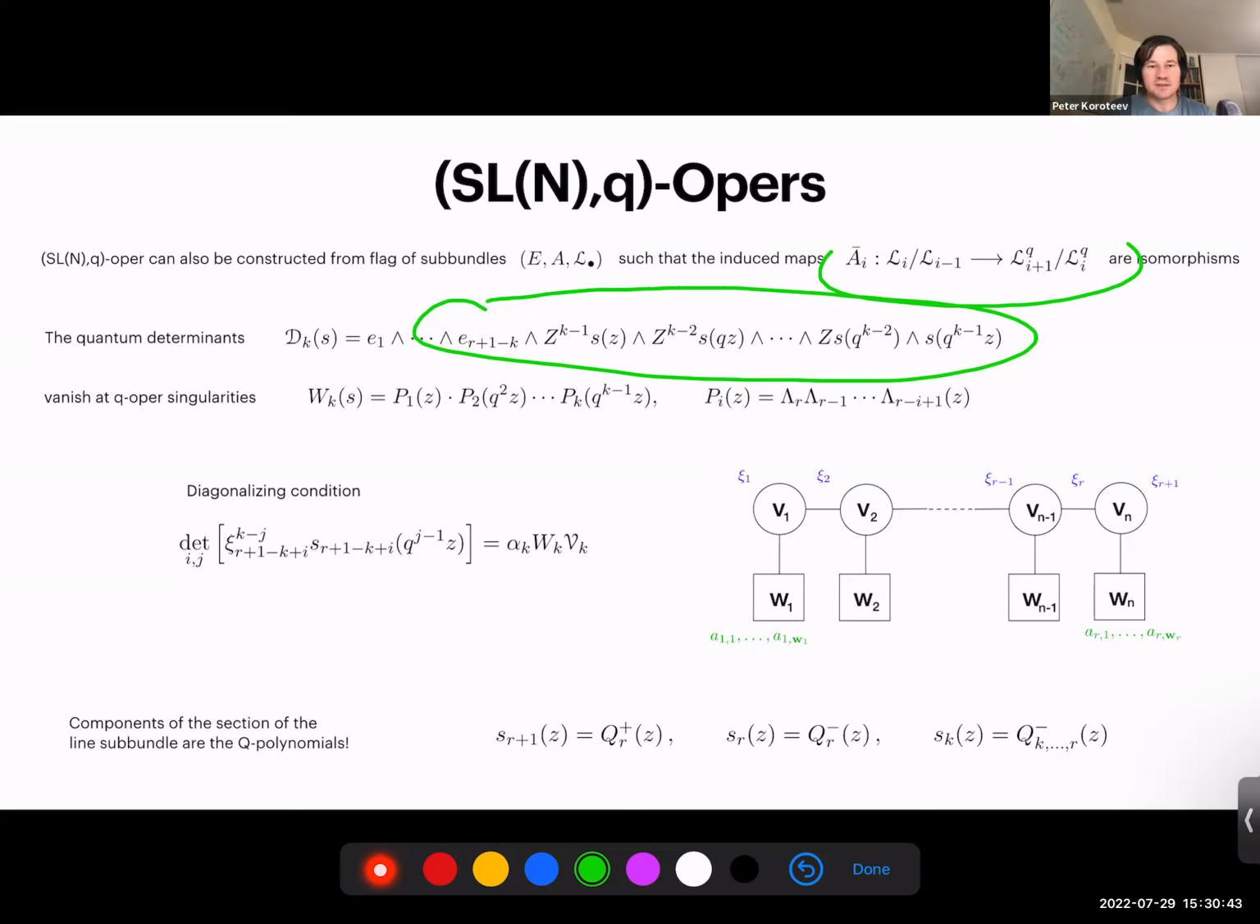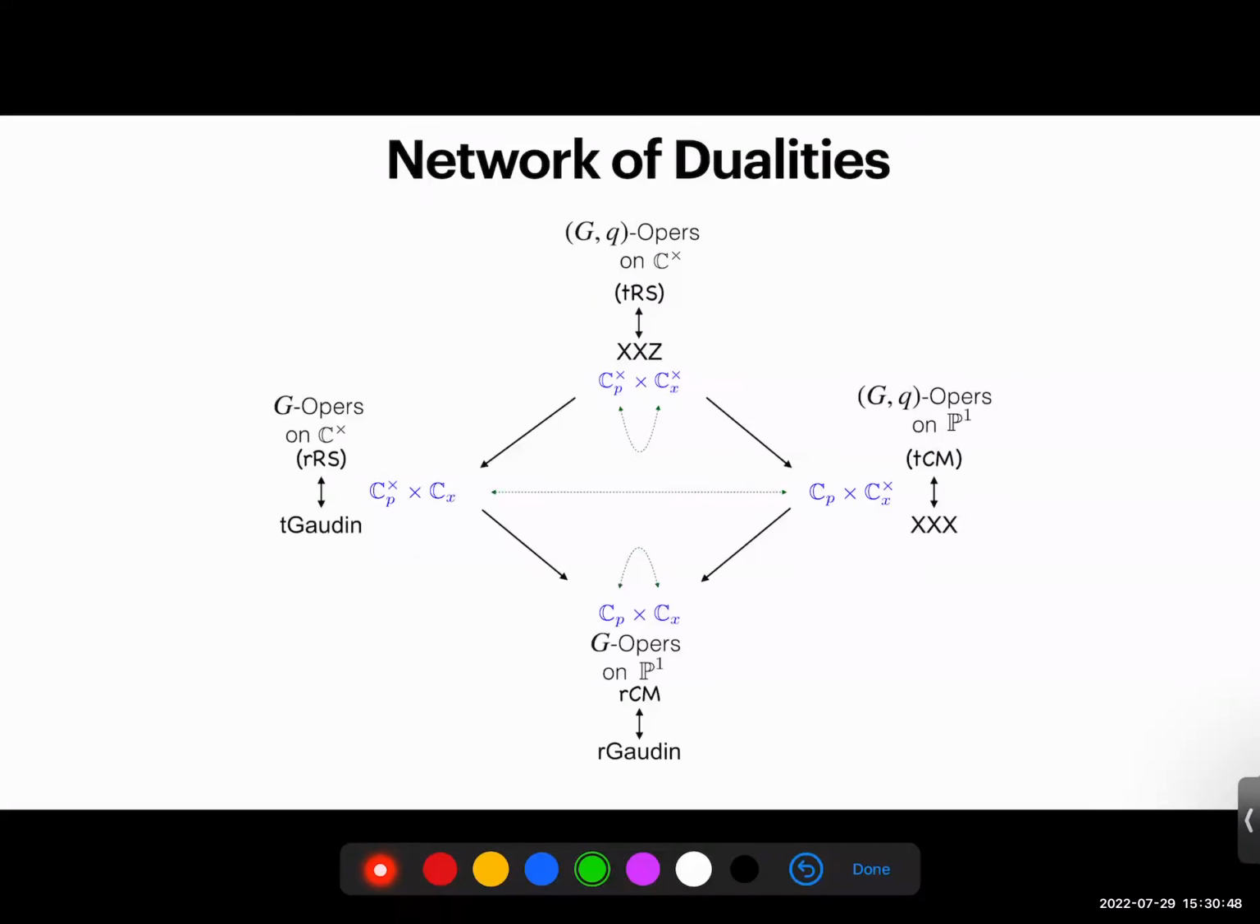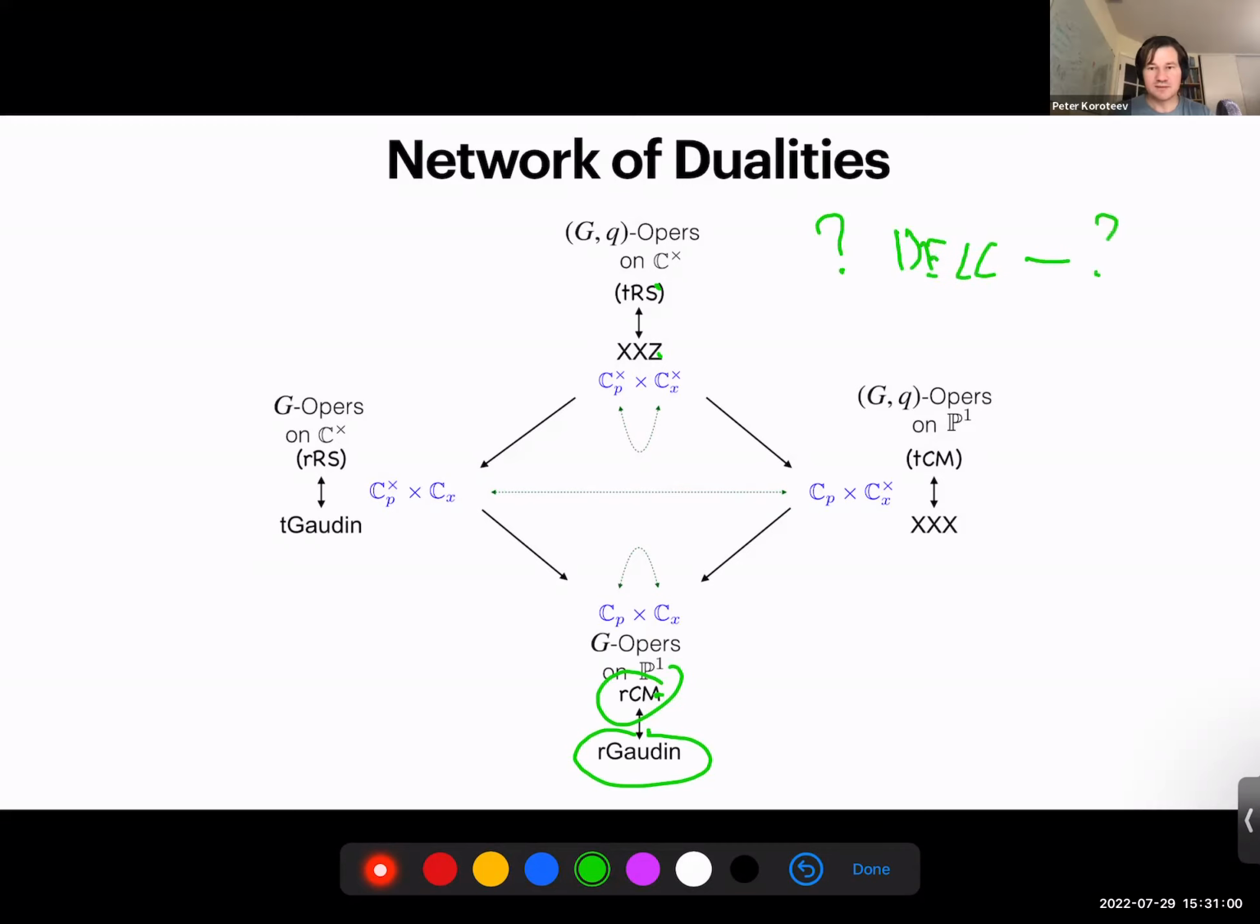So what will be the spin system corresponding to del? Here TRS gives XXZ, RCM, rational Calogero gives the rational Gaudin model, and the question is what corresponds to del? So del goes to what? I don't know the answer.